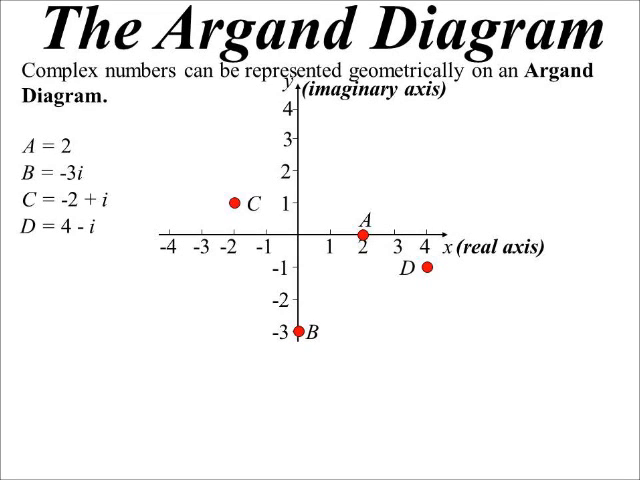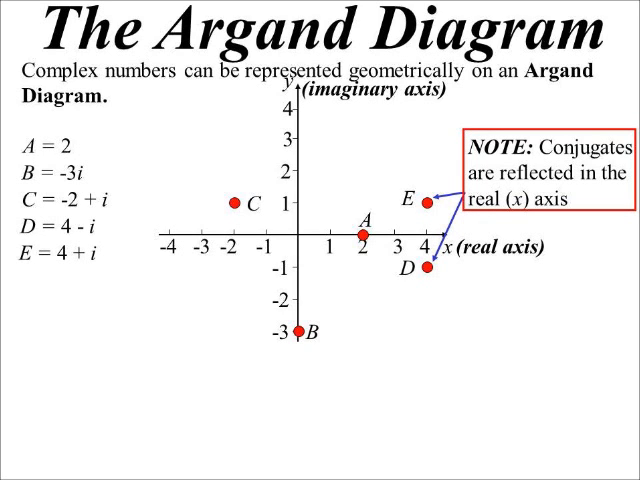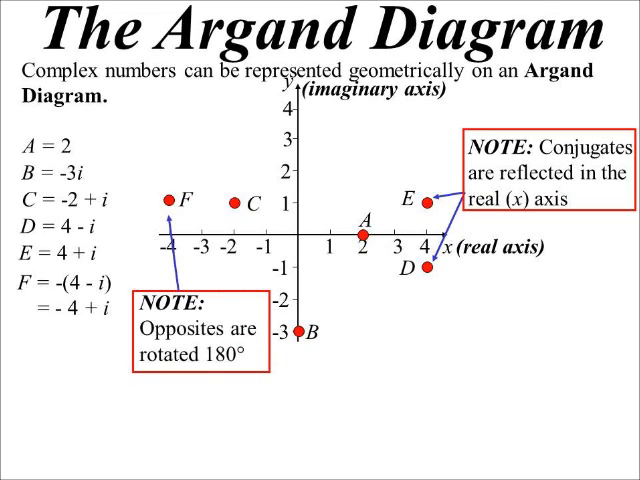4 minus i, guess where we plot that? (4, minus 1). There's D. 4 plus i, where would that go? Now this brings up our first nice feature. What can you tell about D and E? They're conjugates. And so conjugates will always be reflections in the real axis.